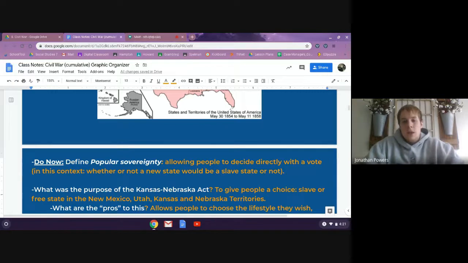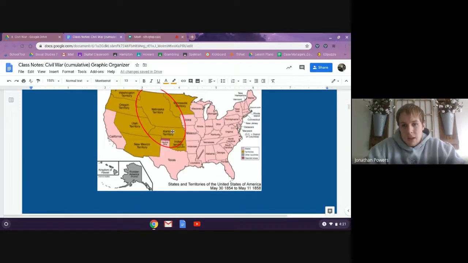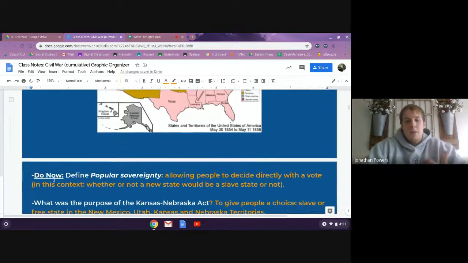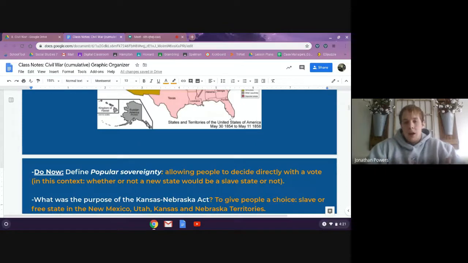This is going to be in what will eventually be the states of New Mexico, Utah, Kansas, and the Nebraska territory. So all these different territories that we have here, this is what we're trying to determine. Utah, New Mexico, Kansas, Nebraska. So we want those people to be able to decide in 1854 what kind of lifestyle they'd like to choose.